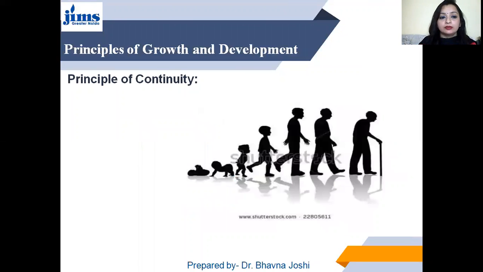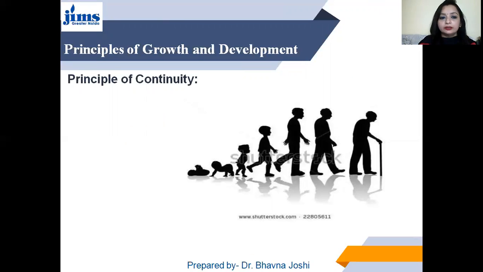Now, the second principle, principle of continuity. Principle of continuity means, as we have already discussed in the last lecture when we discussed the definition of growth and development, that growth and development is continuous in nature. Development starts when the child is born and goes on till the death of the person. Whether the development is physical, intellectual, social, or emotional, it continues gradually until these traits reach their maximum growth.